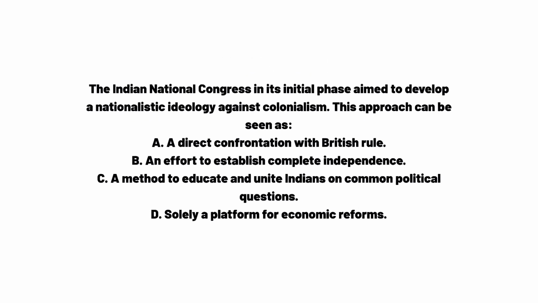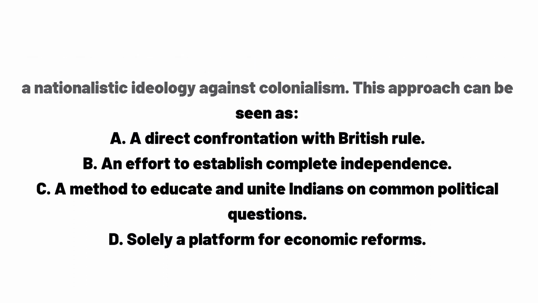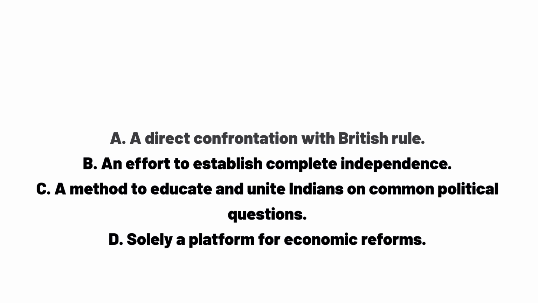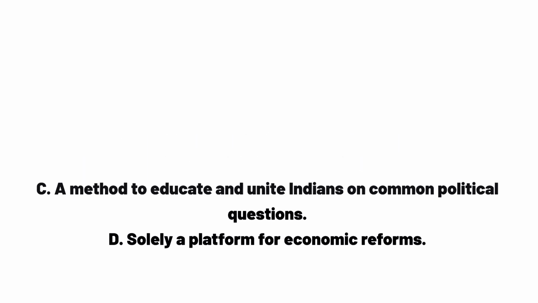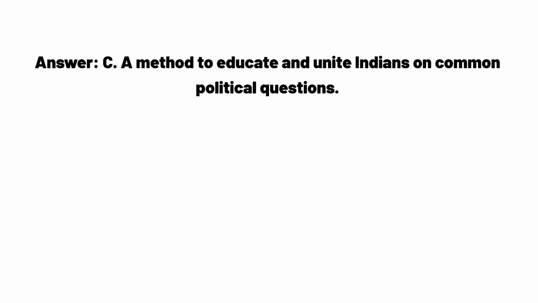1890. The Indian National Congress in its initial phase aimed to develop a nationalistic ideology against colonialism. This approach can be seen as A. a direct confrontation with British rule, B. an effort to establish complete independence, C. a method to educate and unite Indians on common political questions, D. solely a platform for economic reforms. Answer: C. a method to educate and unite Indians on common political questions.